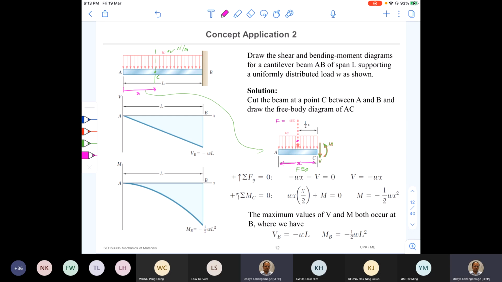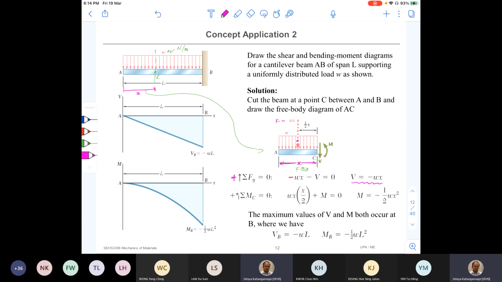Okay, so you can see here I'm now writing the equation of equilibrium in the y direction. So it is negative Wx, negative V equals 0, V equals negative Wx. So that means shear force is a linear function. It's not a constant here, right?